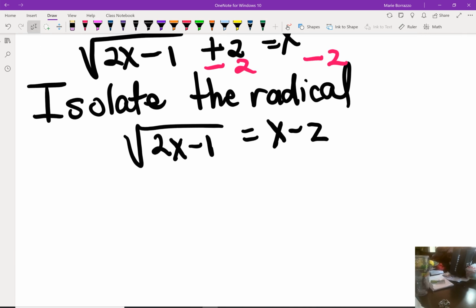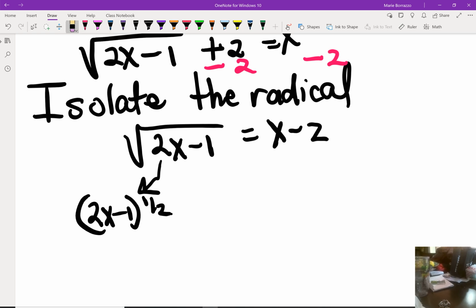And at this point, we want to get rid of the radical. To remove the radical, you always raise it to the power that the radical root is raised to. So in this case, this is the equivalent. If I look at this, this is really 2x minus 1 raised to the 1/2 power, because it's a square root, right? That's the theory behind what's going on here. If you've never seen that before, now you have.